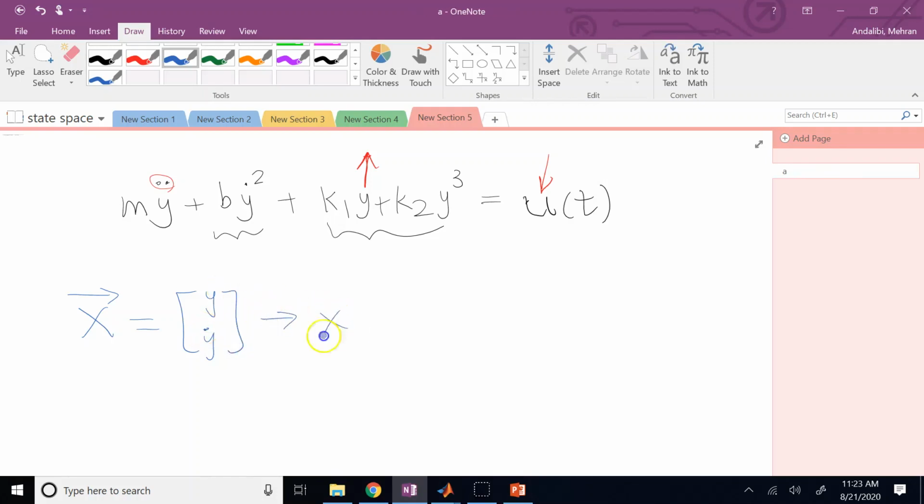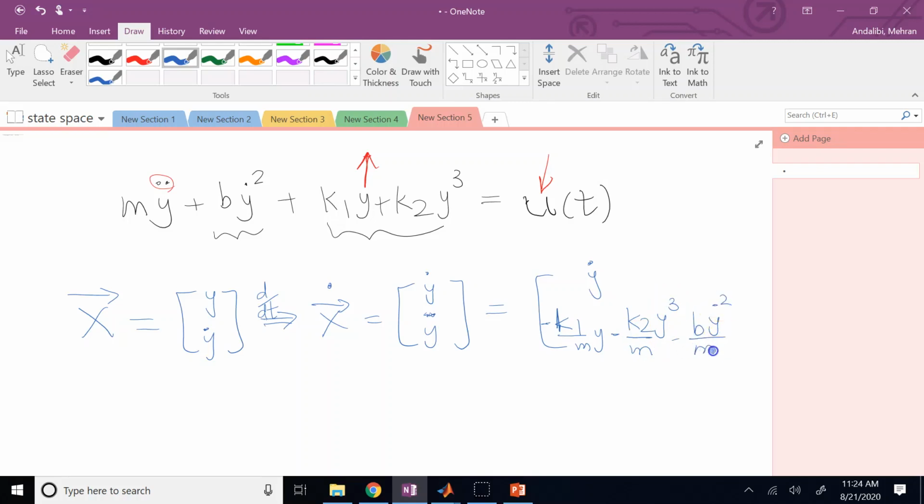Now if I take a time derivative from here, x dot is going to be y dot and y double dot. Y dot, I write as is, no difference. Y double dot, I'll find from this equation. It is going to be negative k1 over m times y, negative k2 y cubed over m, negative b y dot squared over m, and positive u over m.